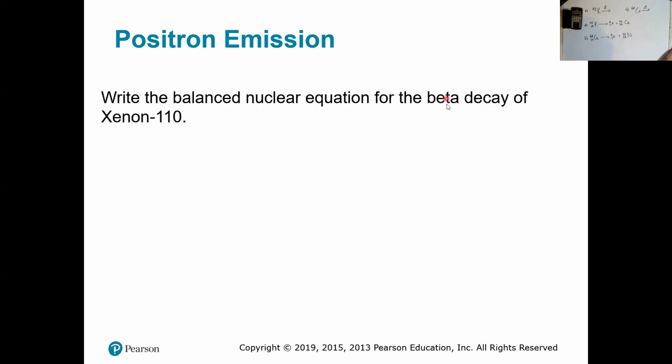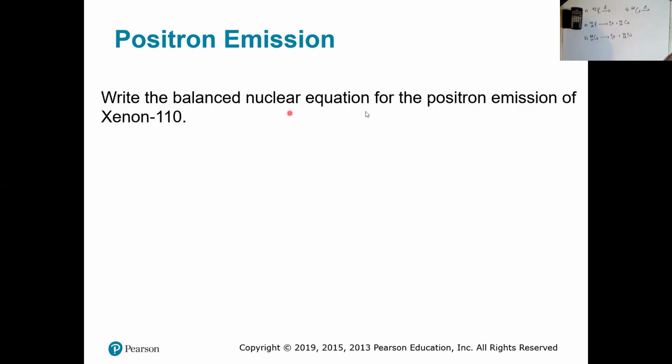All right. For this one, I don't want beta decay. I want to do positron emission. Let me pause and fix that real quick. All right, got that fixed.